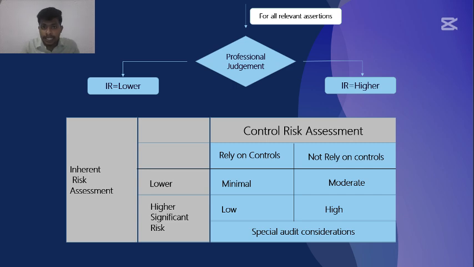In this table, we mainly identify control risk assessment and inherent risk assessment. Sometimes rely on control is lower, the CRA is minimum. Sometimes rely on control is higher, the CRA is lower. Sometimes not rely on control is lower, control risk assessment is moderate. Sometimes not rely on control is higher, risk assessment is high. In special cases where rely on control or not rely on control is not considered, the control risk assessment and inherent risk we identify as a special audit consideration. These are the main features for the audit planning, PMT and combined risk assessment.